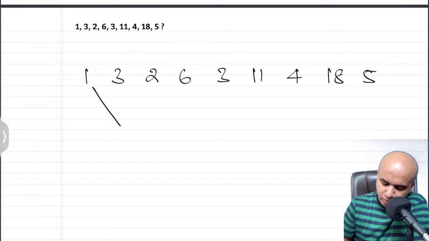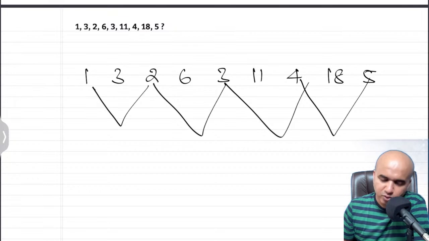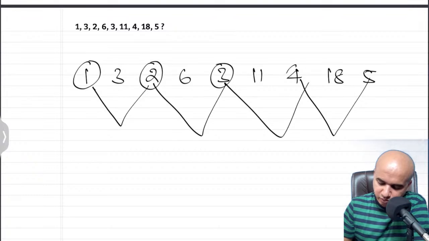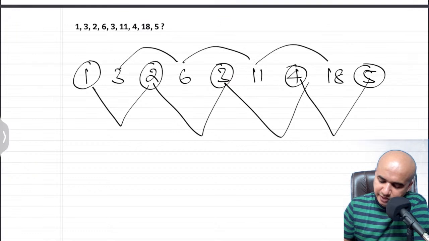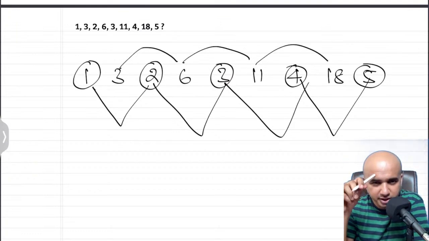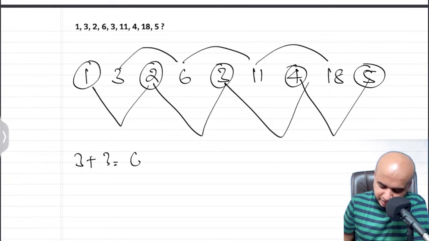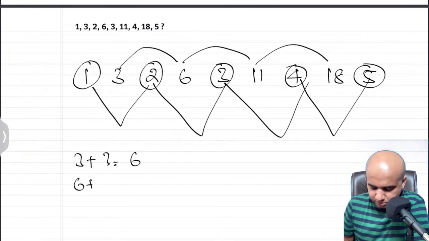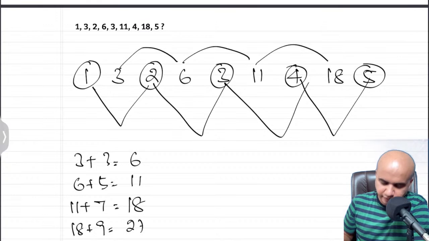So now 2 would be this. So 1, 2, 3, 4, 5. It's easy for us to identify now. 1, 2, 3, 4, 5. That's all. So then would be 3, 6, 6, 11, 11, 18. So now what is the logic there? 3 plus 3 would be 6. 6 plus 5 would be 11. 11 plus 7 would be 18. 18 plus 9 would be 27.